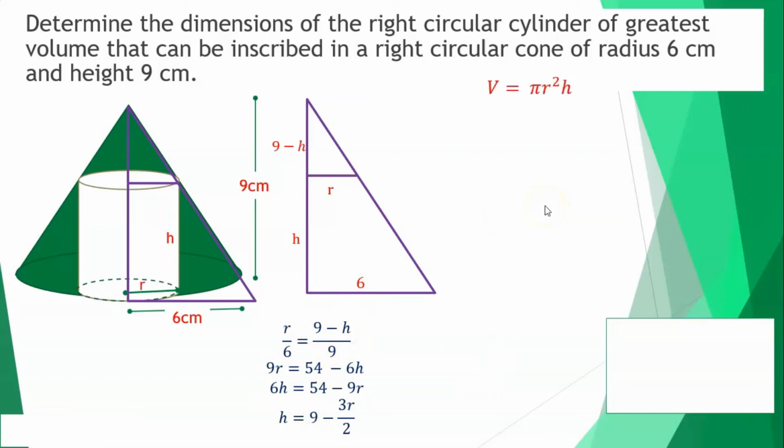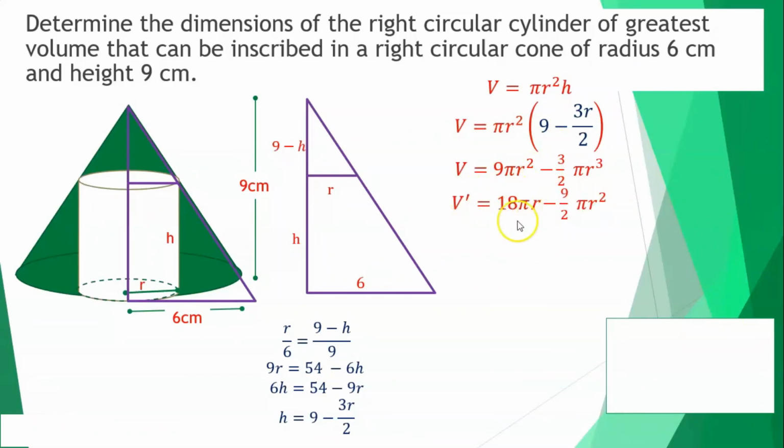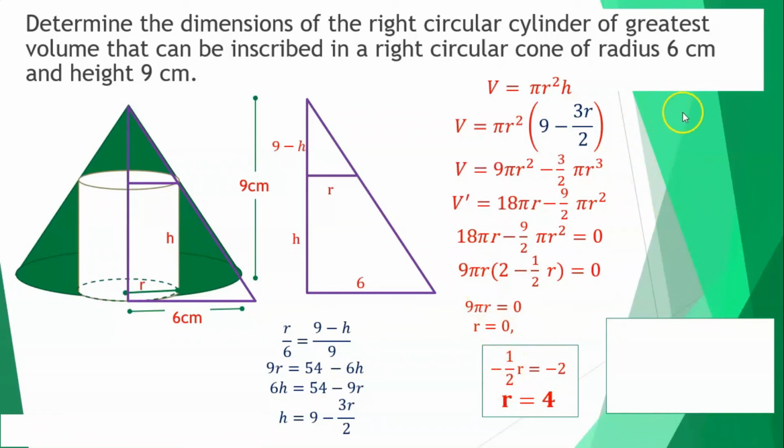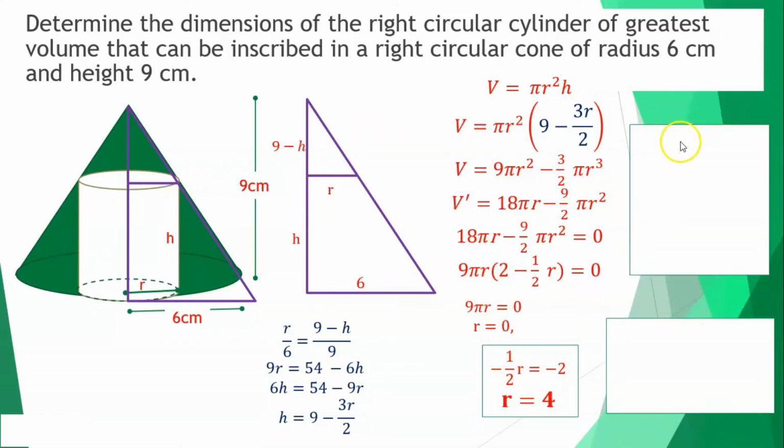Now take note, the volume of a right circular cylinder is pi r squared times the height. Substituting here our height with this, we end up with this. Multiplying, we end up with this. So get the first derivative. This will be our first derivative. Equate this to 0 and solve for r. At this point, we end up with r equals 4. Now solving for the height of the cylinder, we make use of this equation. Substitute r by 4, and we end up with 3.